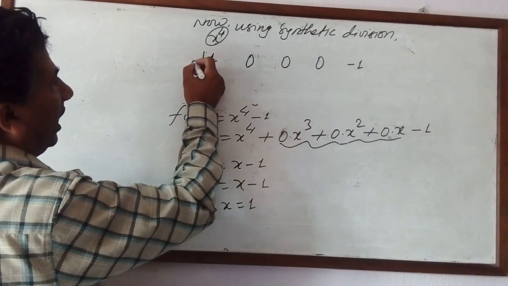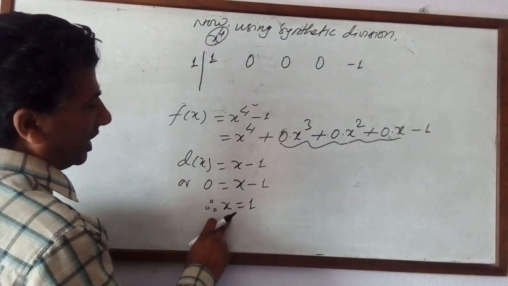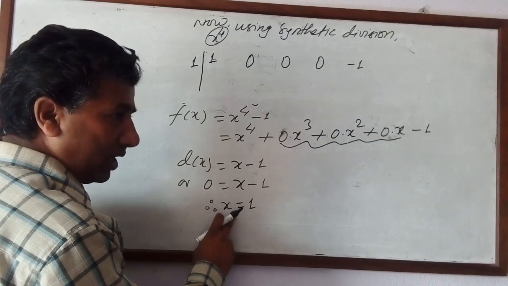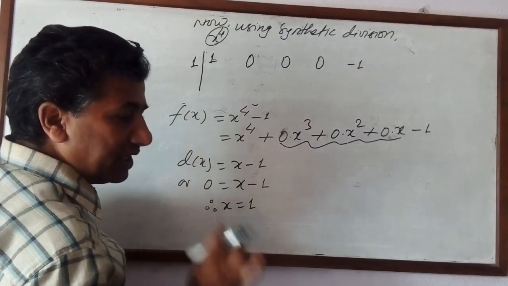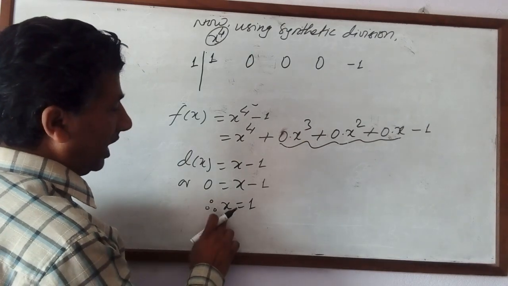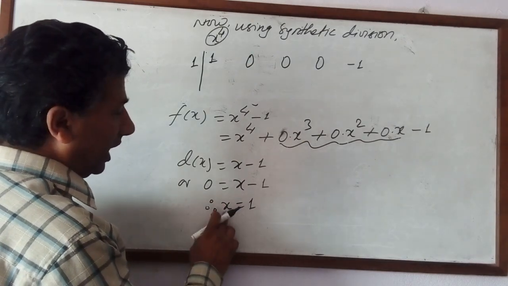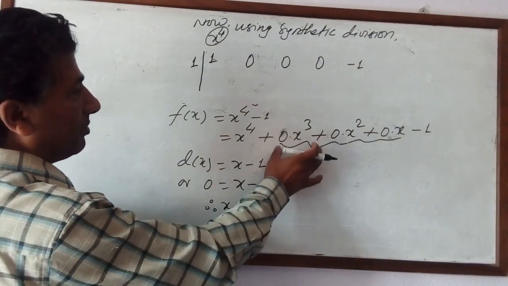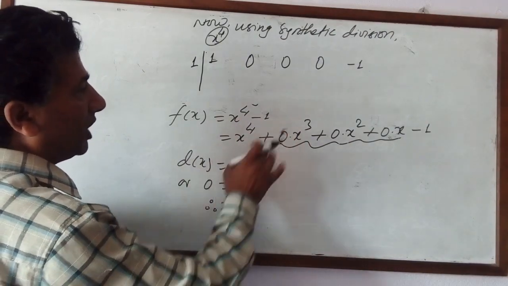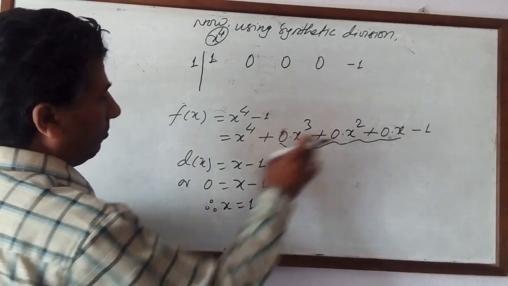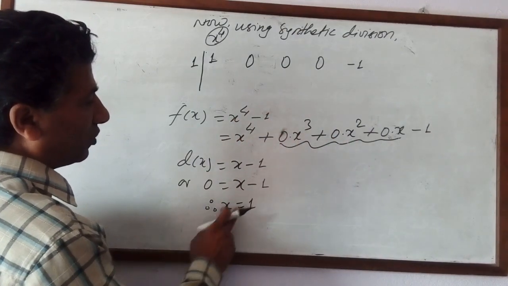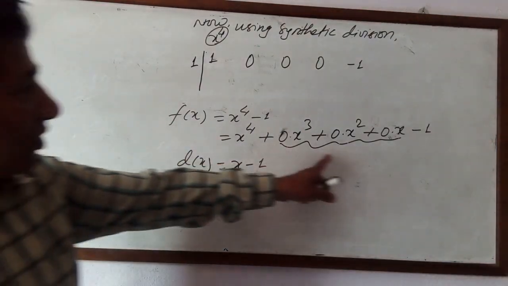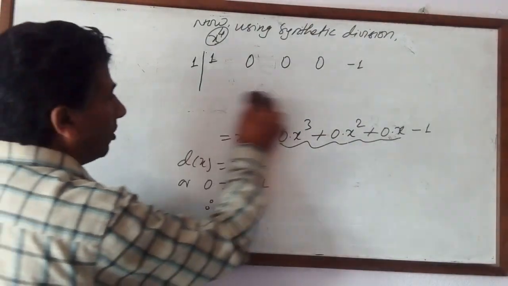x equals 1. x equals 1 means, bring this one to this side, it will be x minus 1, and that x minus 1 is the divisor. You have to understand like this. x equals 1 means x minus 1 is the divisor. We are dividing the given polynomial x power 4 minus 1 by the divisor x minus 1. Now how to divide? Again same process. Just to make it clear, I selected this problem.